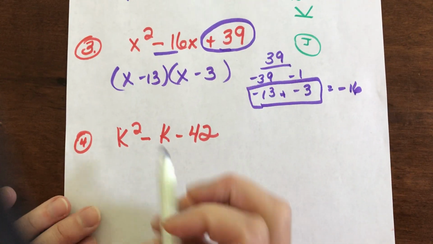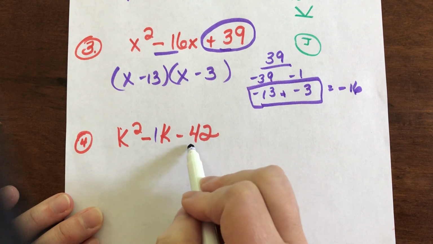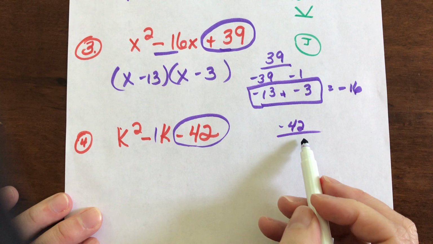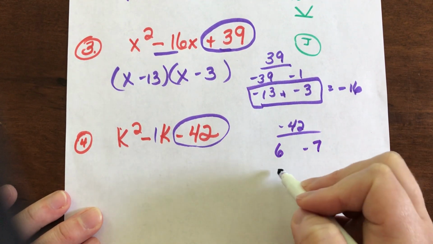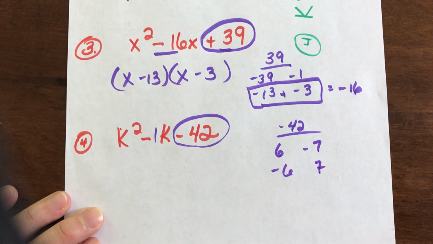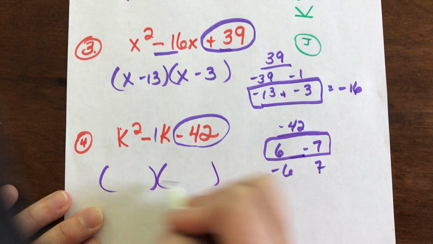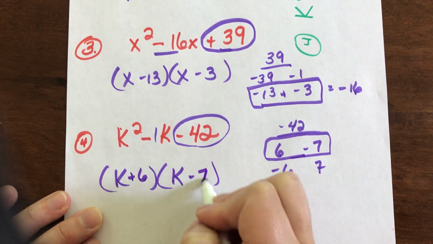And then the last one was k squared minus k minus 42. That is a negative 1. So we're going to take that negative 42. I need 2 factors of negative 42 that add up to equal negative 1. Well, it's either going to be 6 and negative 7 or negative 6 and 7. Well, which one's going to give me negative 1? That pair. So I'm going to divide up my k's, and I'm going to have positive 6 and negative 7, okay?